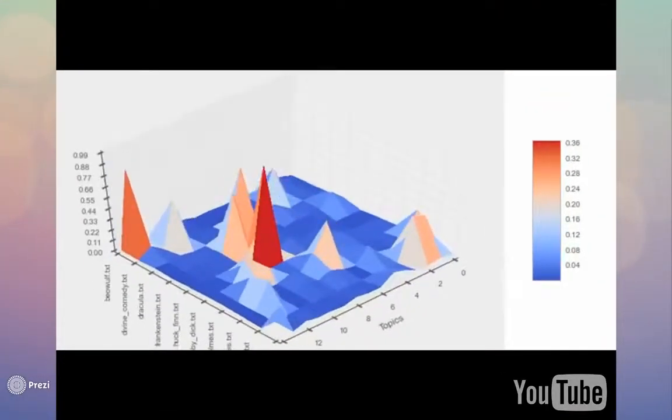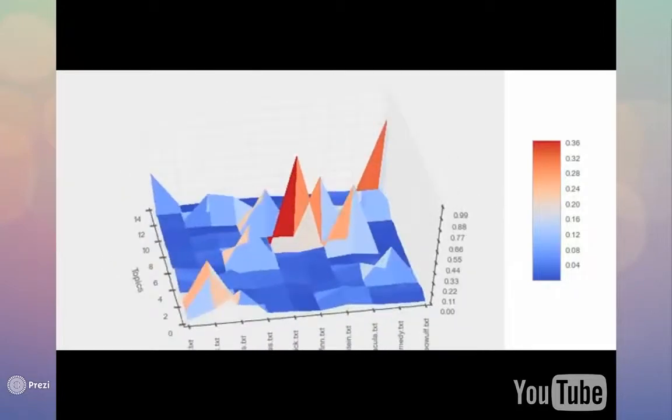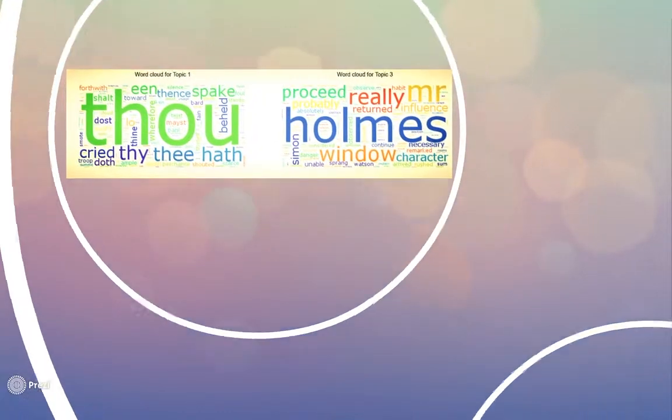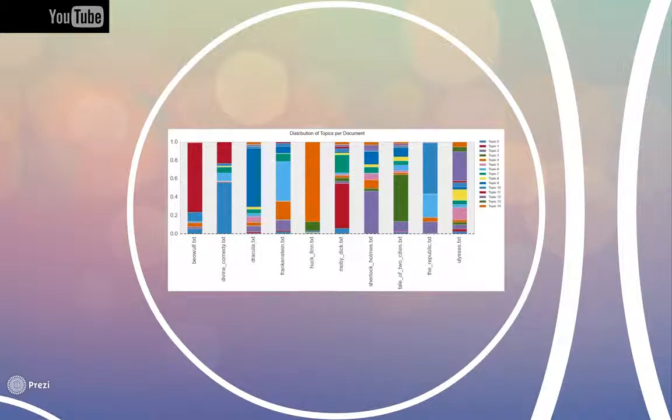So here's a visualization of our topic landscape across our 10 books in our training data. And here's an example of a word cloud produced by our algorithm, where the larger words correspond to higher mass in the distribution of words in a topic. Here's another representation of our topic distribution as a heat map, and another as a bar chart.